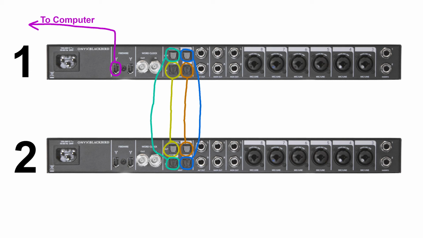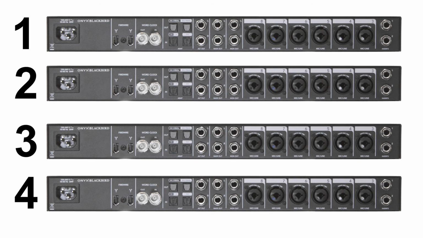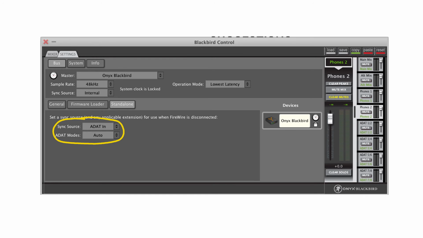Now, you could also expand your setup with four units, or possibly even six, or even up to eight. But here's how I connected four units together using a very similar method as before, but with a little bit of a twist. Now connect units 2 and 4 to your computer over FireWire for initial configuration, and set the ADAT modes like you did before. But there is a bit of a twist right here.